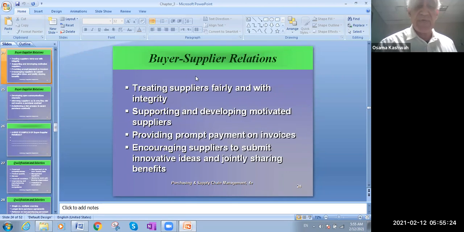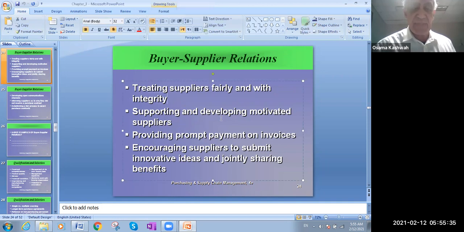Here, I give you examples of buyer-supplier relationship, how this relationship should be: treating suppliers fairly and with integrity, supporting and developing motivated suppliers, the good suppliers, I will help them, providing prompt payment on invoice. So whenever I have invoices, I have to pay on the spot, encouraging suppliers to submit innovative ideas. So if suppliers are having ideas, don't restrict them, just let them express what they want.